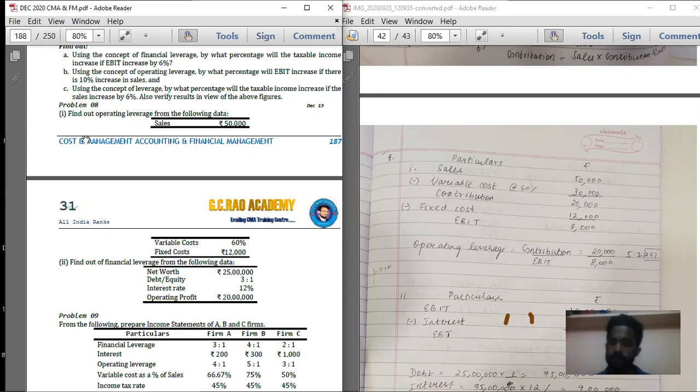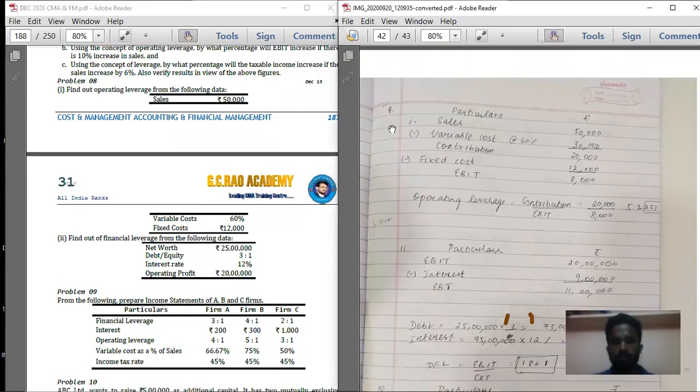Okay, problem number 8. Find out the operating leverage from the following data. They have given sales, variable cost, and fixed cost. From that, we should find operating leverage. What is the formula for operating leverage? Contribution divided by EBIT. From this, we can easily find contribution, and we can find what is EBIT. So, put that in. Coming to the notes. Problem number 8.